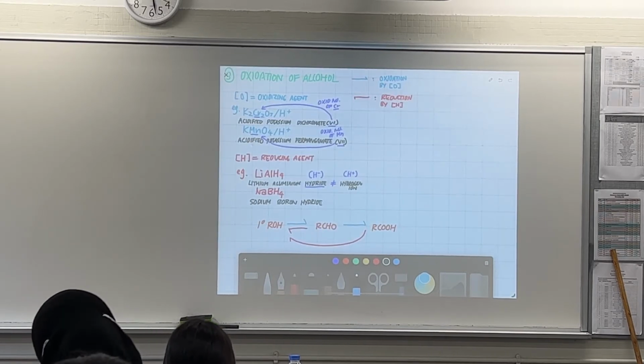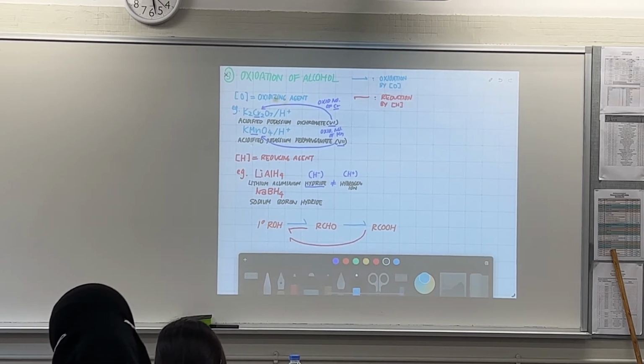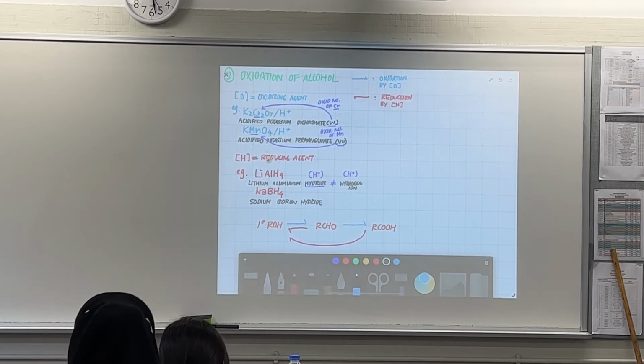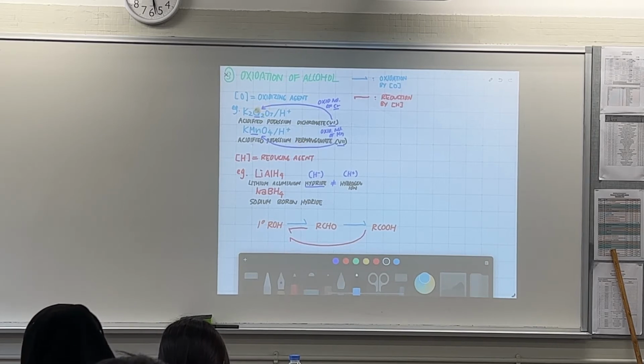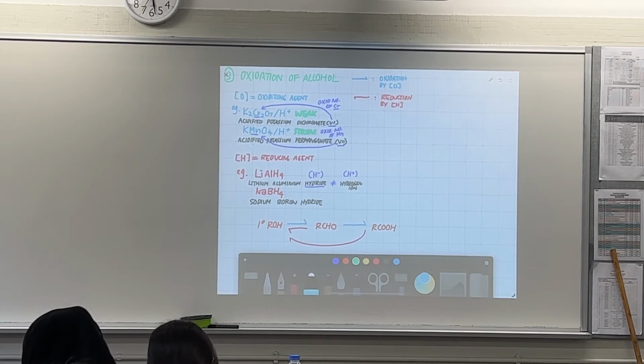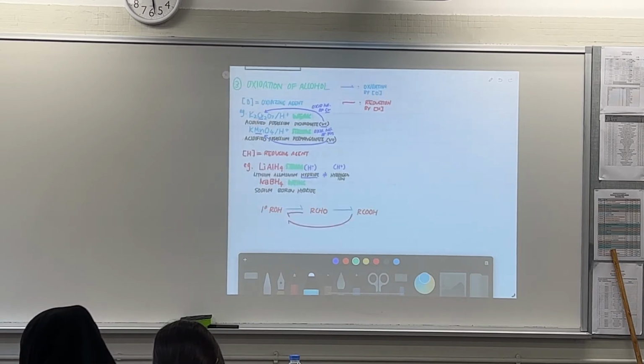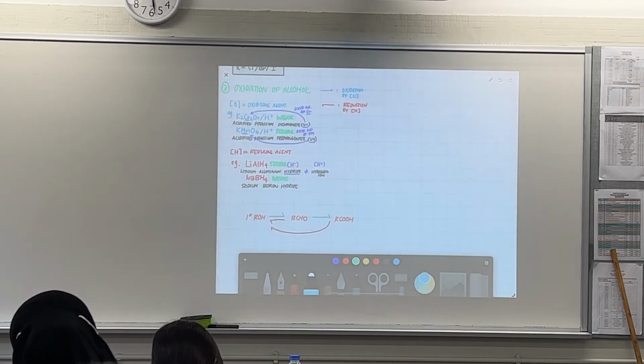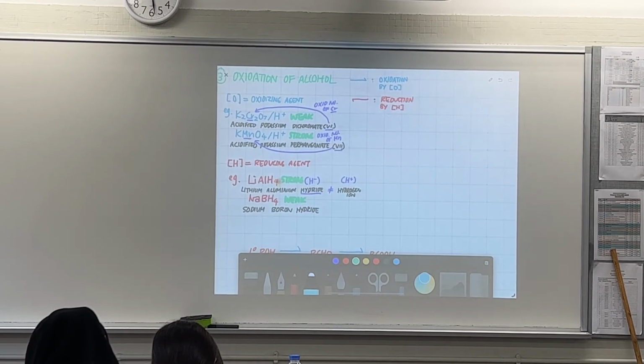It's very easy to remember these four. Out of these four agents, there are two that are strong and two that are weak. K2Cr2O7 is the weaker one, and KMnO4 the stronger. LiAlH4 is the strong one, and NaBH4 is the weak one. The other important thing you need to know about these agents is that LiAlH4 cannot be used in the presence of water. It will explode in water. So it can only be used with organic solvents. Put down this important note on the side.